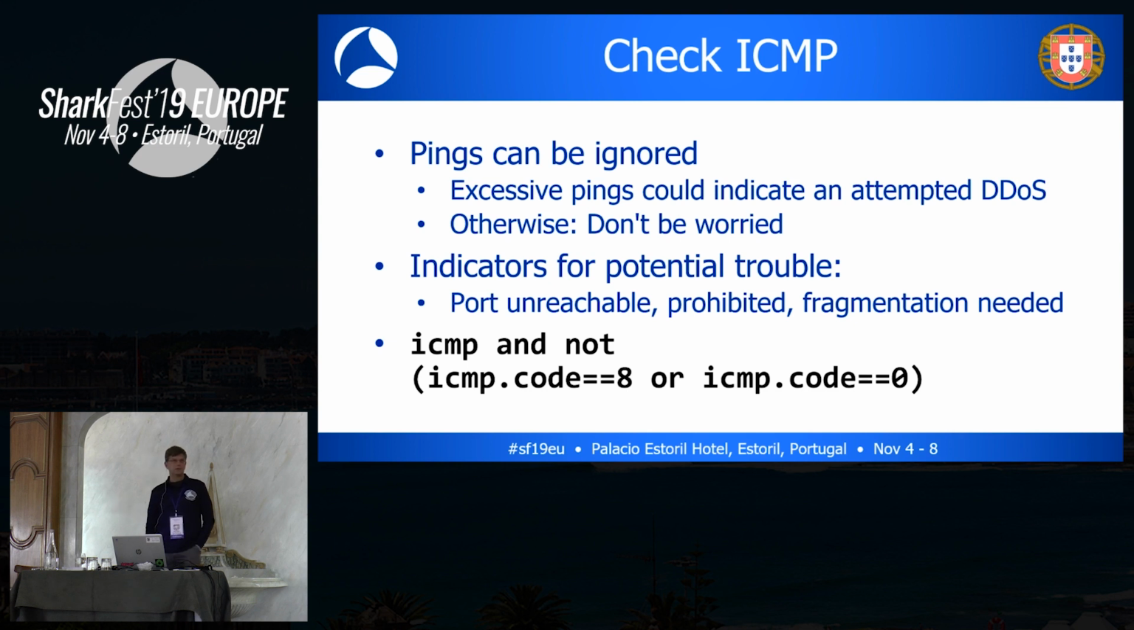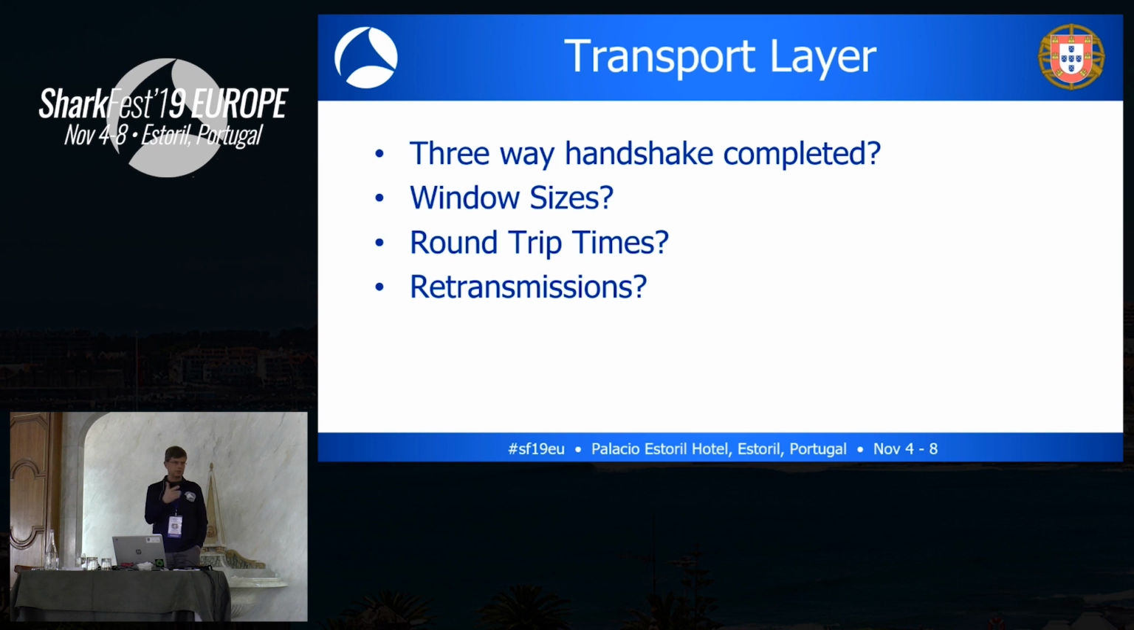That more or less concludes the IP layer. So we check if IP addressing is correct, if the routing is correct, and we check some odd ICMP packets that should not be in the network.